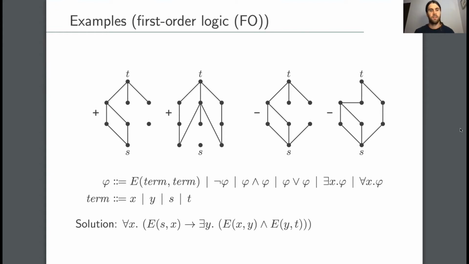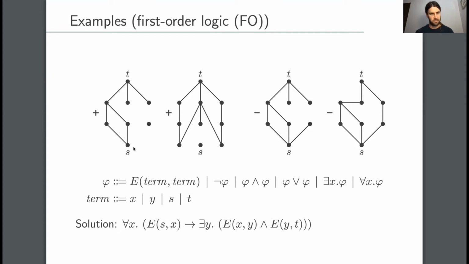It says, for all x, if there's an edge from S to x, then there's some y such that there's an edge from x to y and an edge from y to T. So it's pretty easy to check that this sentence is indeed separating the positives from the negatives.